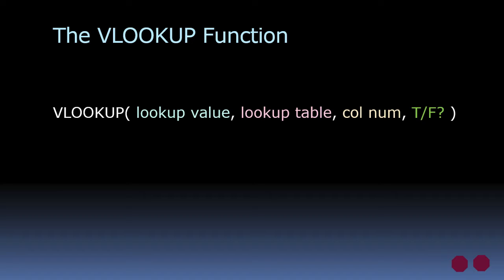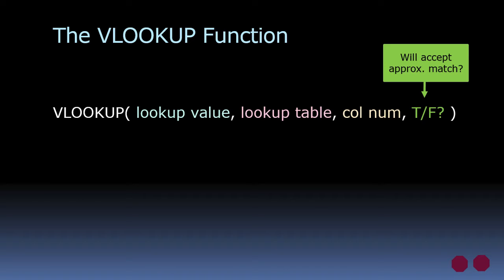and then the column number of the table which has the answer. For example, in the phone book, you have two columns. You have the names and the phone numbers. Well, the column number is 2. It's the second column, which has the result that we want. And the last argument there is a true-false argument. That's basically whether you will accept or not an approximate match.